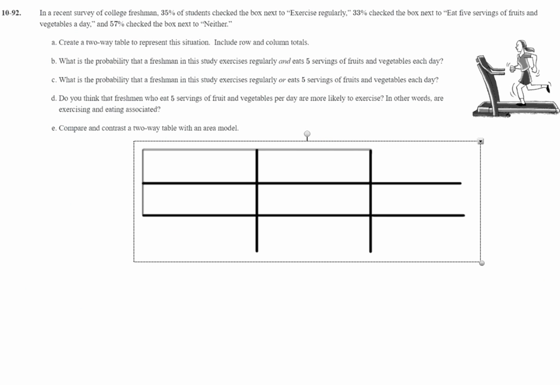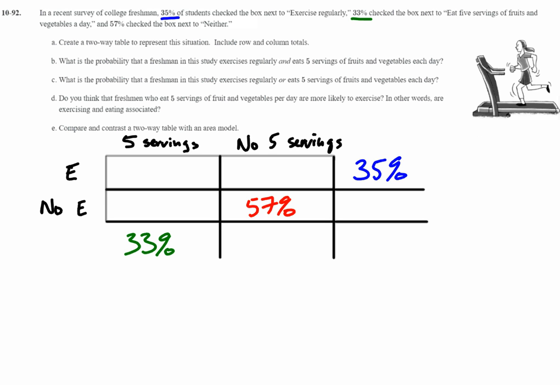So 10-92 is another situation where I would highly suggest stopping the video, take your time, see if you can fill in the two-way table. We have exercising and eating 5 servings of fruit. Try that out, pause.